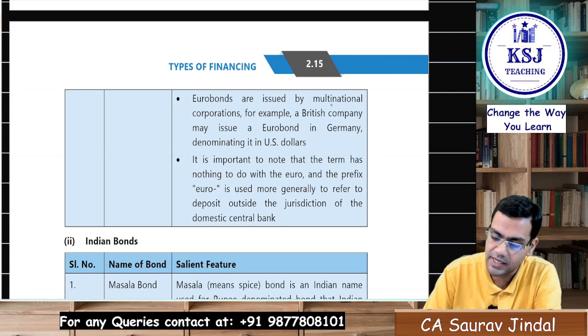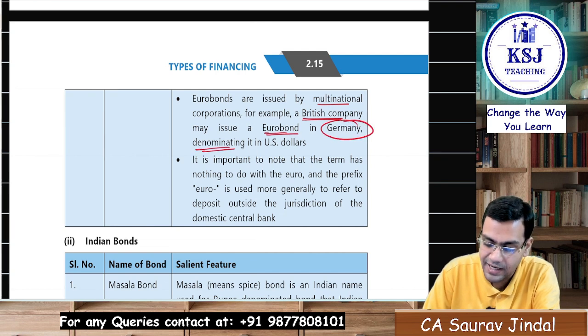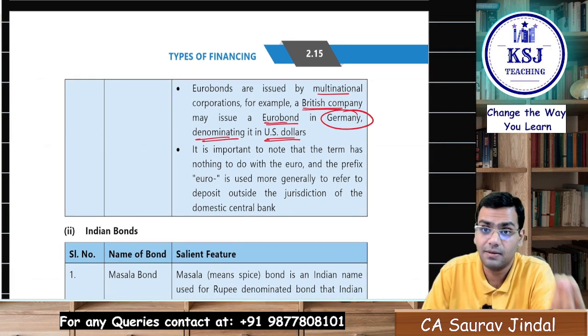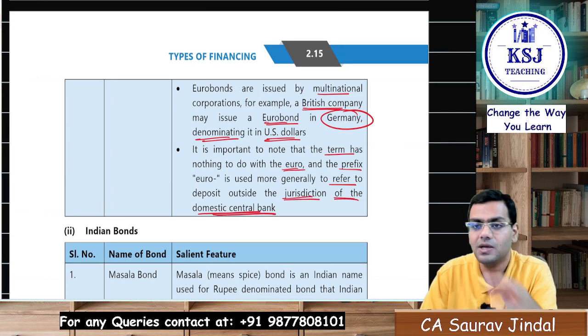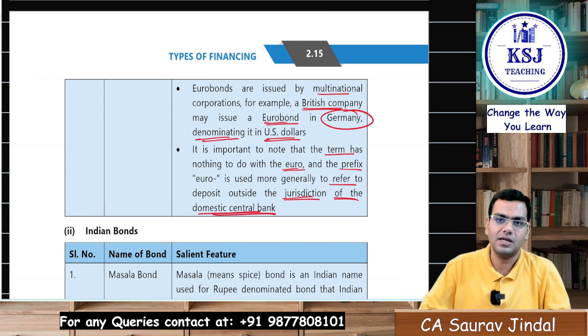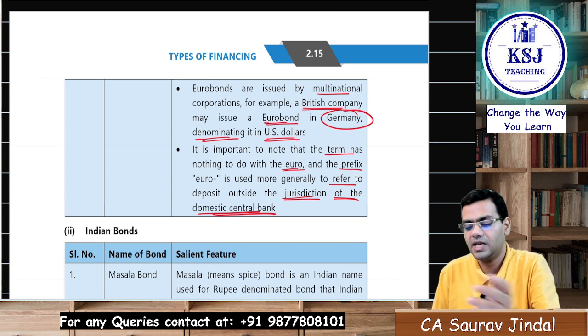The Eurobonds are issued by multinational corporations. For example, a British company may issue a Eurobond in Germany, denominating it in US dollars, right? It is important to note that the term has nothing to do with the euro, and the prefix euro is more generally used to refer to deposits outside the jurisdiction of the domestic central bank, because we are using some other currency to issue or denominate that particular bond.